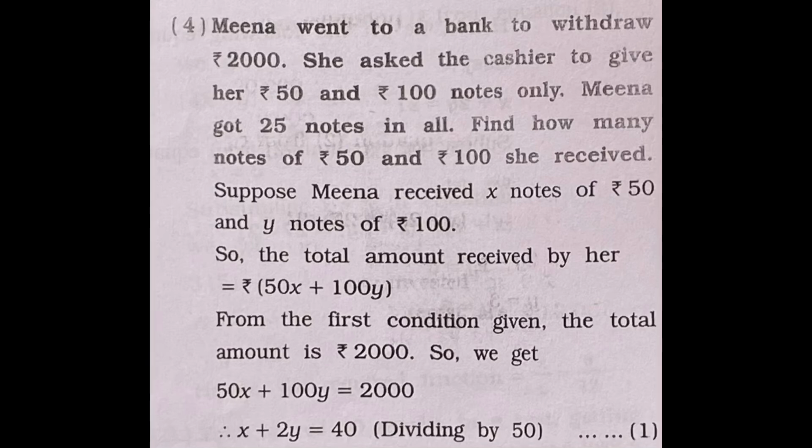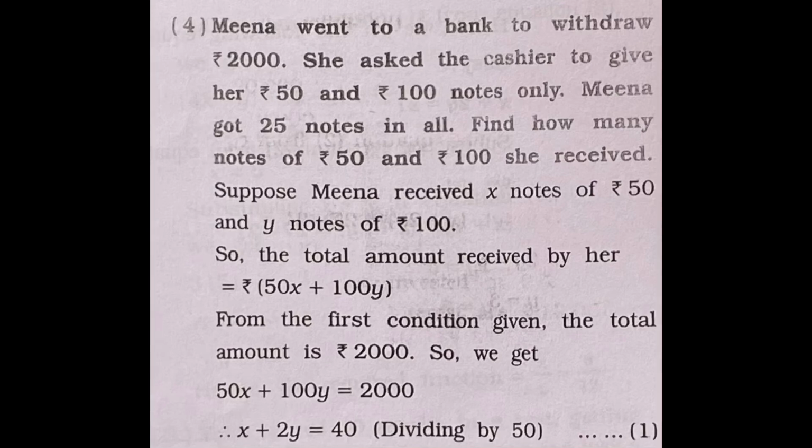Now students, you know that if she is receiving one note, then she will have 50 rupees. If she is receiving two notes, then she will have 2 into 50, that is 100 rupees, right? So total amount received by her in terms of 50 rupee notes will be 50 into x, and similarly total amount received by her in terms of 100 rupee notes will be 100 into y. So in total the amount received by her will be 50x plus 100y, and in the first condition it is given that total amount is rupees 2000. So we get 50x plus 100y is equal to 2000.